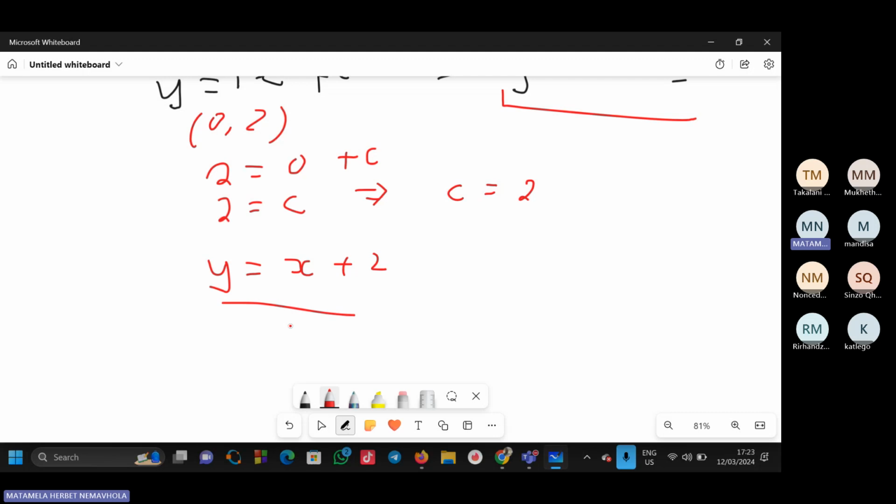So we just found the equation of what? The equation of those coordinates, the straight line that passes through those coordinates. So that's how we find the equation of a straight line that passes through those coordinates.